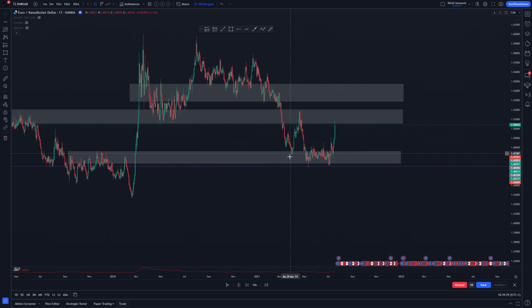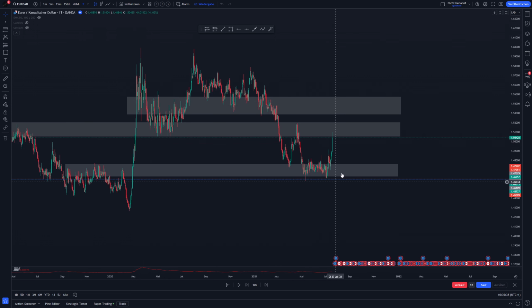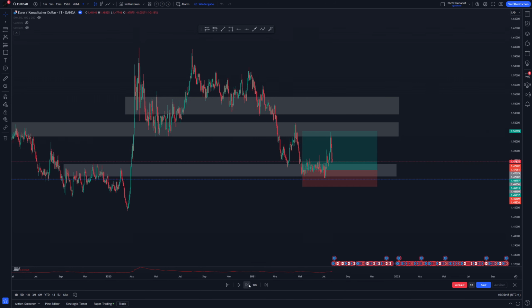Okay, so it bounces off this zone. We just threw in. We didn't really know if it's gonna bounce here because it just started here. Now it went up to another zone. So this could have been a nice trade. It comes into the zone, place your stop loss below the zone, let it take profit at the next zone.